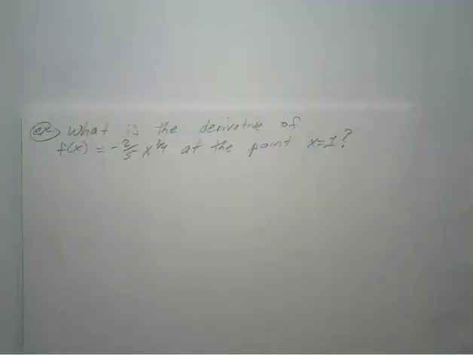Hello everyone. In this video we will be going over some extra examples for using basic differentiation rules. For the first example, we'll see what is the derivative of f of x equals negative 2 over 5 times x to the 3/4 power at the point x equals 1.